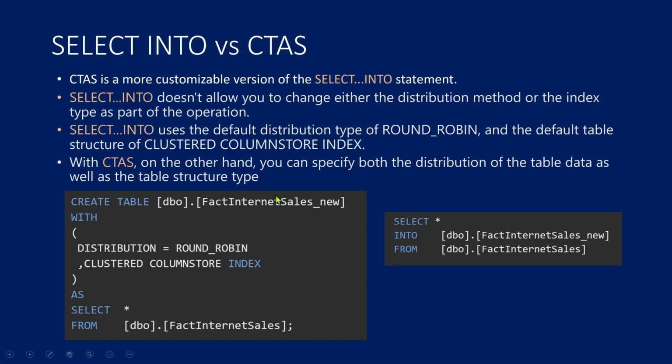If you want to know the syntax, here it is already there. You should use create table, then your new table name, with keyword. You can define the distribution you want, and the table structure type, like index, also. Then the as keyword, and then your entire select query. Whatever the output of this select query will go and be inserted into this new table. So the new table will be created, and the output of the select query will get inserted into it. This is what we are going to do.